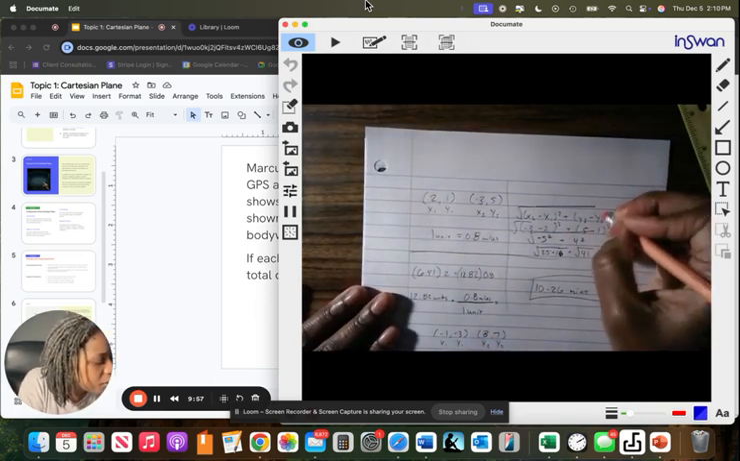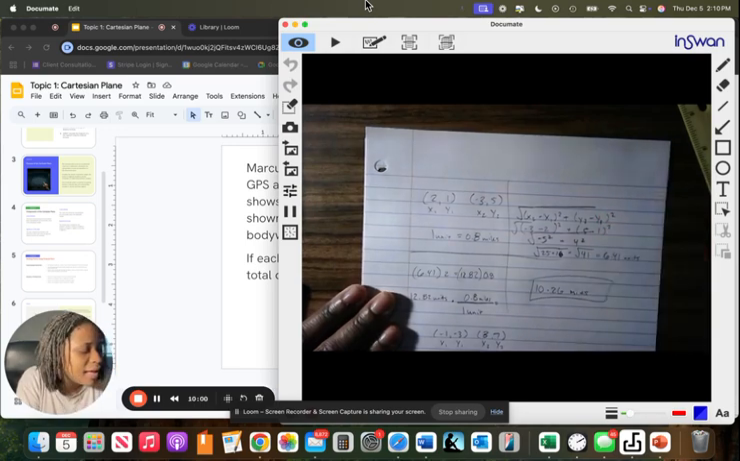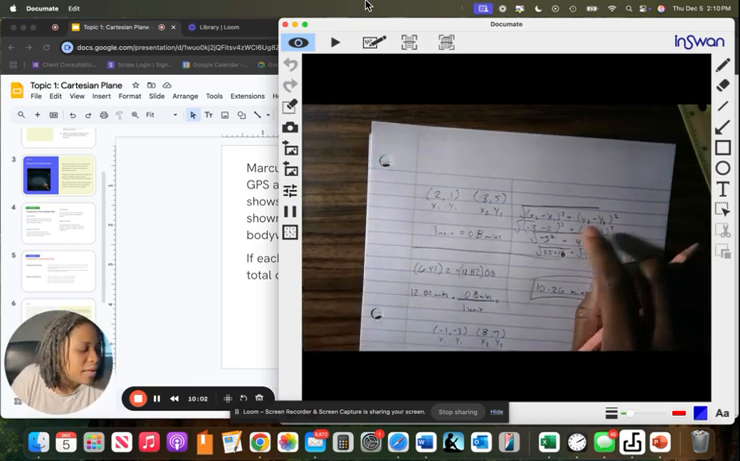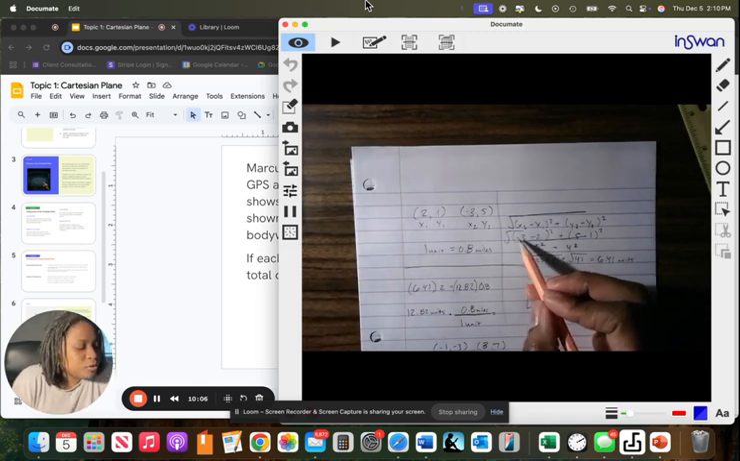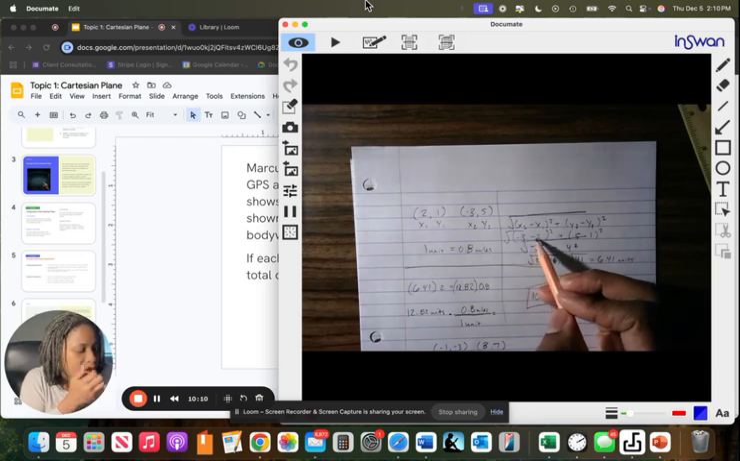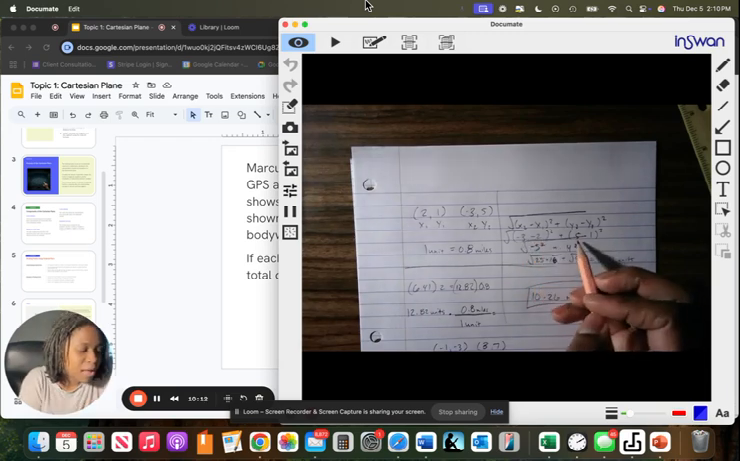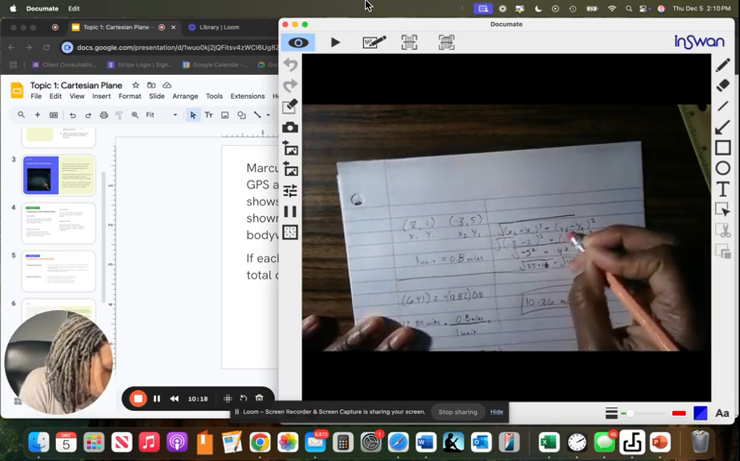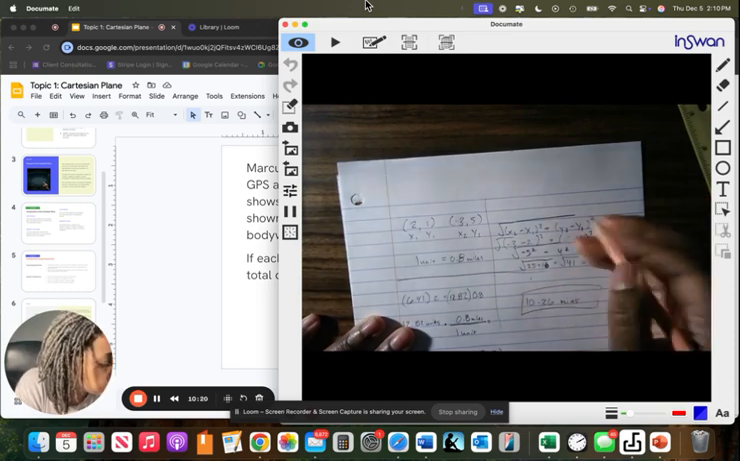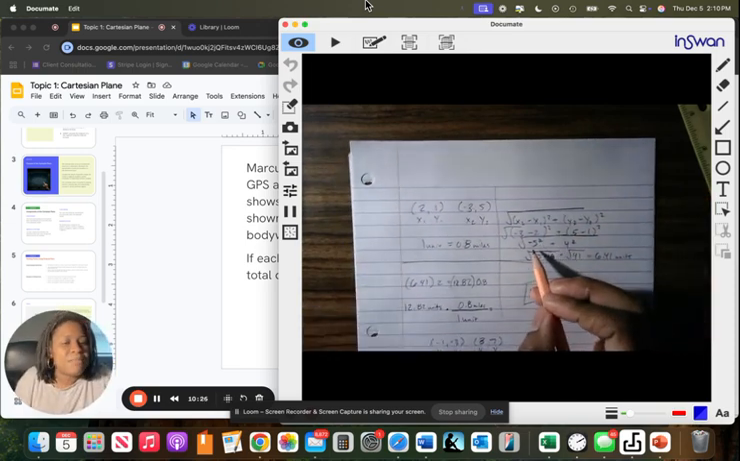Ooh, I put a y2 right there. Oh, it's okay. I'm human. We make mistakes. So here, we're going to plug in our values. I take my x2 minus my x1 and my y2 minus my y1. And my line went crooked. And then I simplify that.